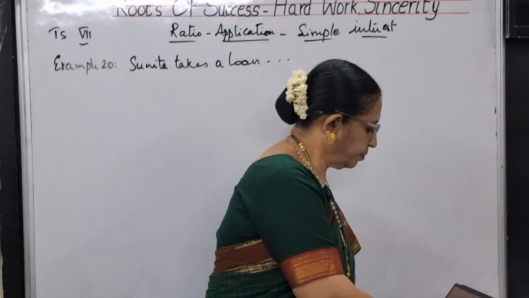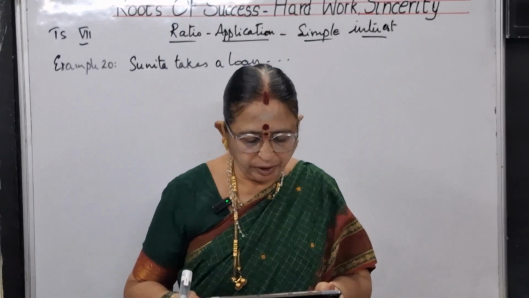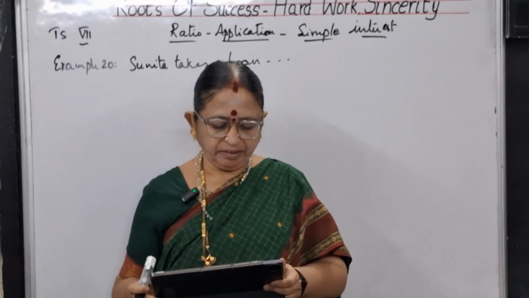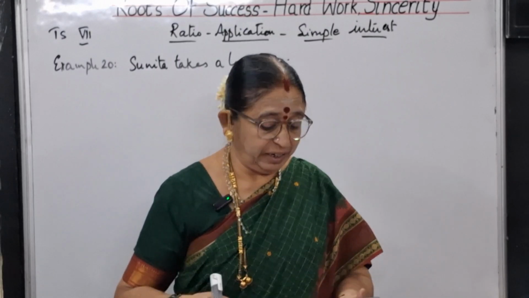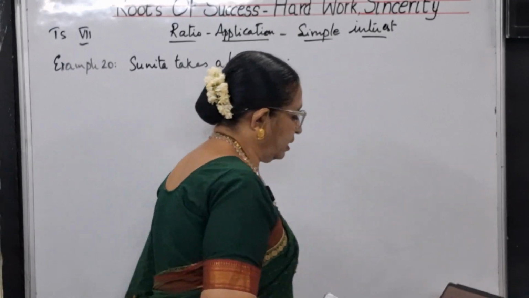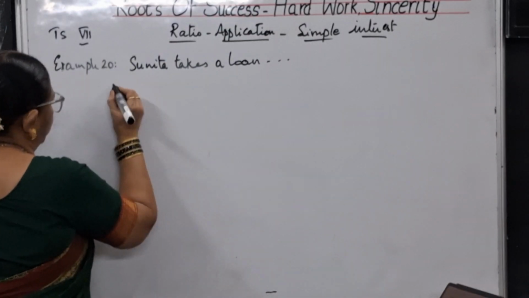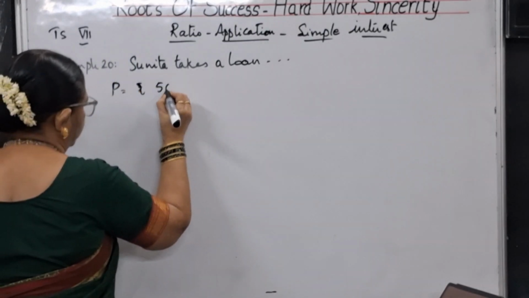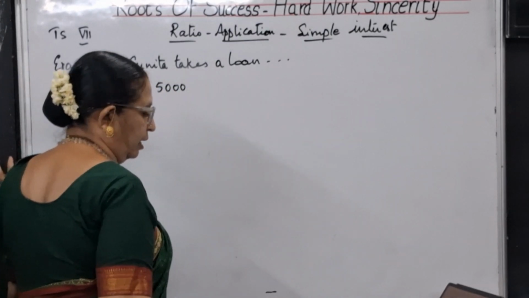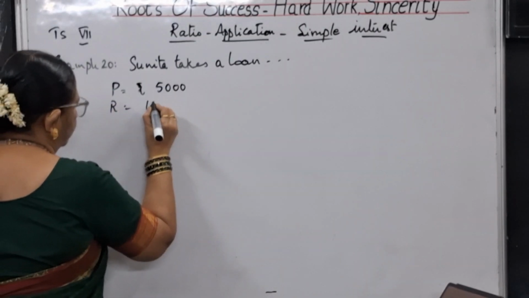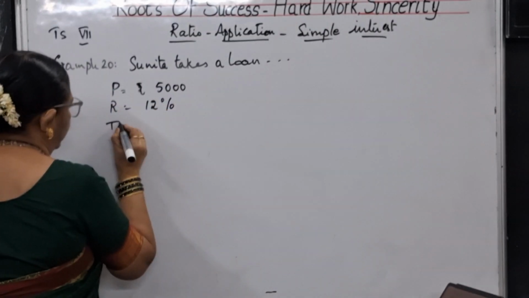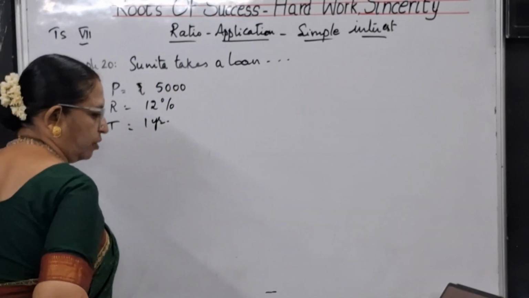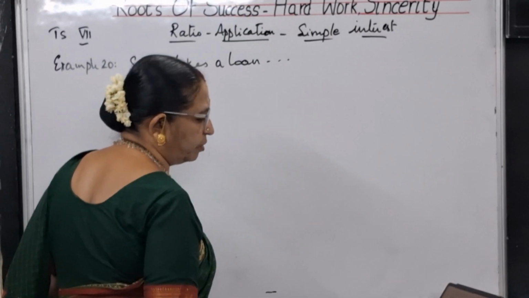Let me read the sum. Sunita takes a loan of 5,000 rupees at 12% rate of interest. Find the interest she has to pay at the end of 1 year. What is given here? She takes a loan, that means the amount that she has borrowed, that is principal, is rupees 5,000 and rate is given as 12% and time is given as 1 year. So the question is, you need to find out interest.